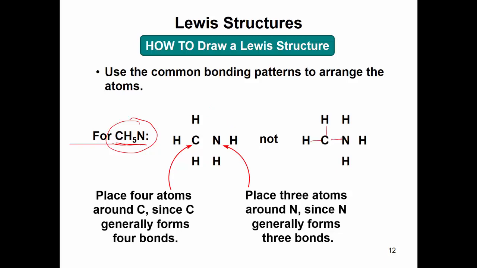If I look at this and bonded everything together, there are really two things wrong with it. Carbon is only making 3 bonds, so that's a definite no. And then nitrogen is making 4 bonds, and we know nitrogen wants to make 3 and also have a lone pair. And so if we finish this out here, that's what the Lewis structure would look like.